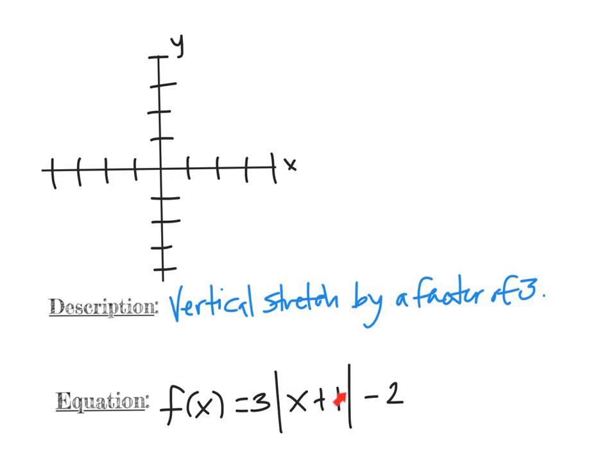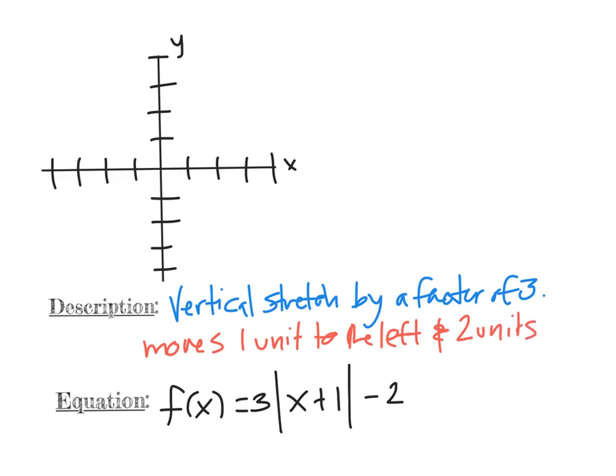The rest of the function, this moves it to the left and to the right. Remember, it's the opposite behavior. If it's plus 1, it moves it to the left. If it's minus 1, it moves it to the right. So this positive 1 moves it 1 unit to the left. Over here, this minus 2 moves it up or down. Since it's negative, we just follow the directions that it's given. The minus 2 means it moves it down 2 units.